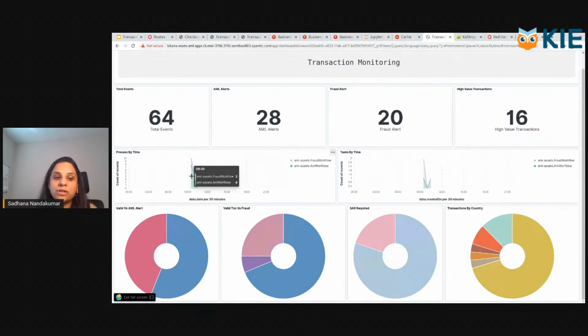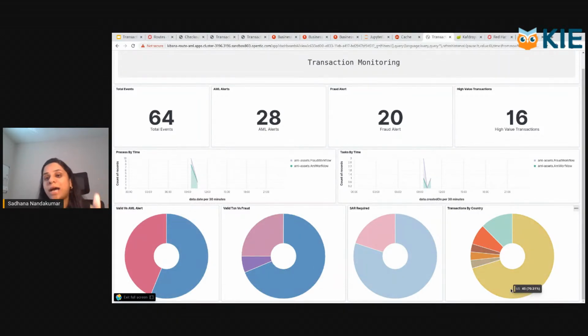We are able to look at the timeline that is being pulled from the audit log for processes and tasks. So we can see, based on the time, how many processes were created for the fraud workflow and for the AML workflow. Similarly, you can look at how many of the tasks were created for each of those workflows. We have categorization based on country, what type of transaction they were, whether they were valid or an AML alert was raised. So you basically have different characteristics.